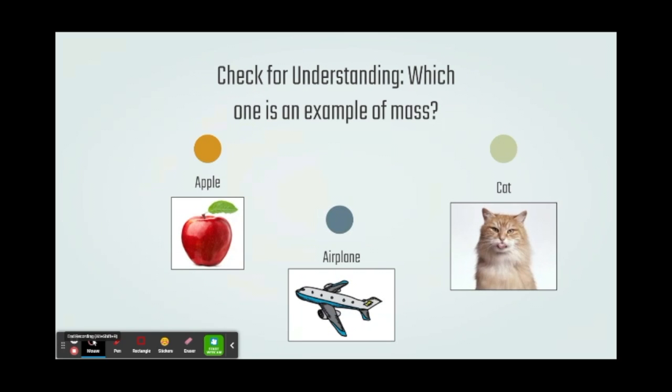Here's a check for understanding. Which one is an example of mass? We have an apple, an airplane, and a cat. All of these items are an example of mass because they have matter in them and each one has a unit of mass. For example, an apple can be 200 grams and a cat could be 4 kilos.